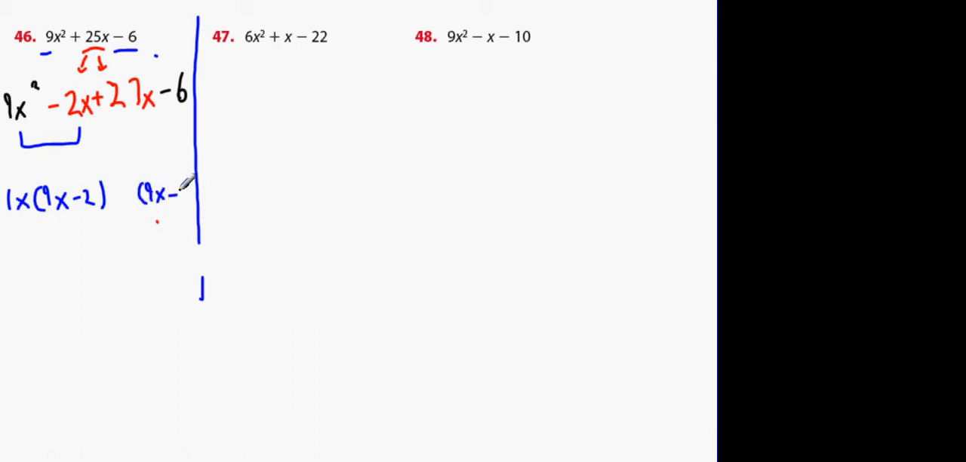And what number needs to go outside here? Plus 3 or minus 3? Plus 3. Then what's the answer? Yeah. 9x minus 2. It's really easy, okay? Next question.